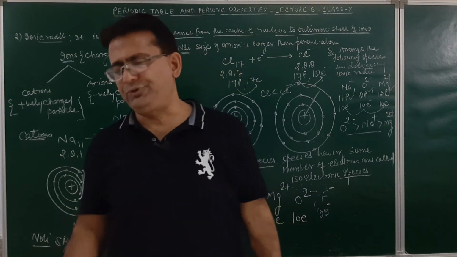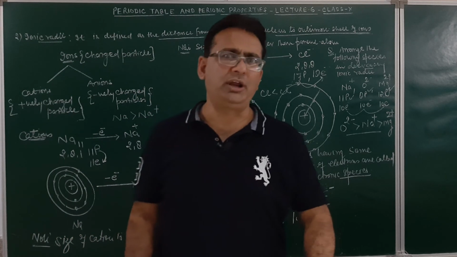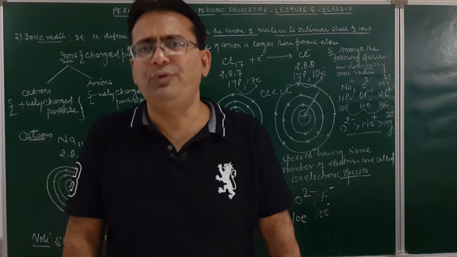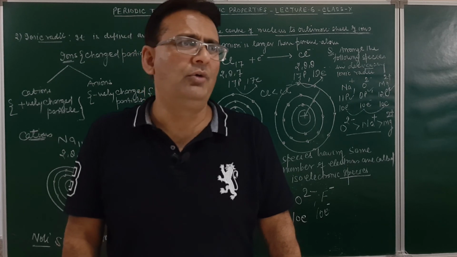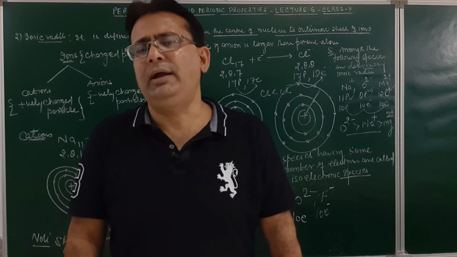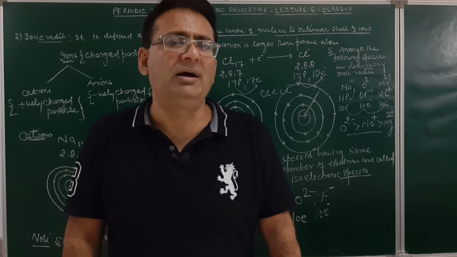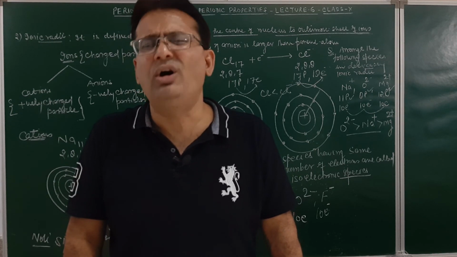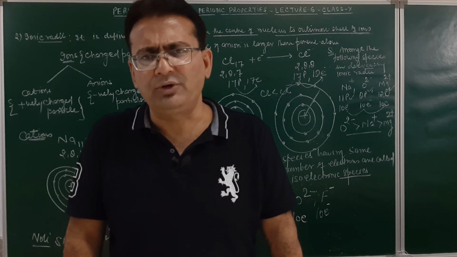So I hope, students, the two periodic properties, that is atomic radii and ionic radii, must be very, very clear to you. In our next lecture, we will discuss some other periodic properties, maybe the metallic and non-metallic character, or I may also discuss the concept of oxidation and reduction.